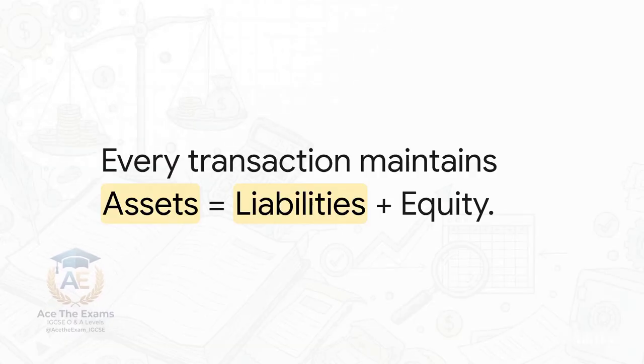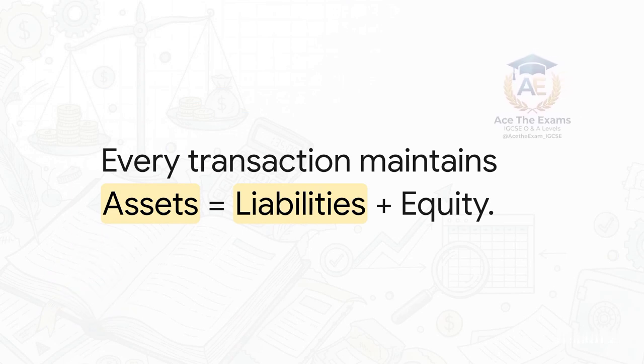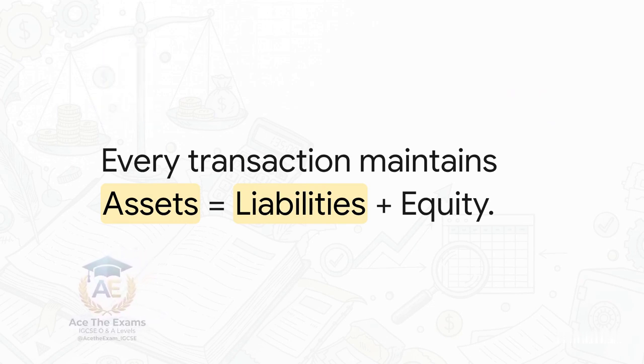Now, you must understand the duality of every single transaction. You always have to maintain this fundamental equation: assets equal liabilities plus equity. Let's use a simple, everyday analogy to understand the business entity concept. Think of the business as a completely separate person from its owner. If the owner grabs cash out of the register to buy their personal groceries, well, that's not a business expense. That's drawings, and it directly reduces equity.